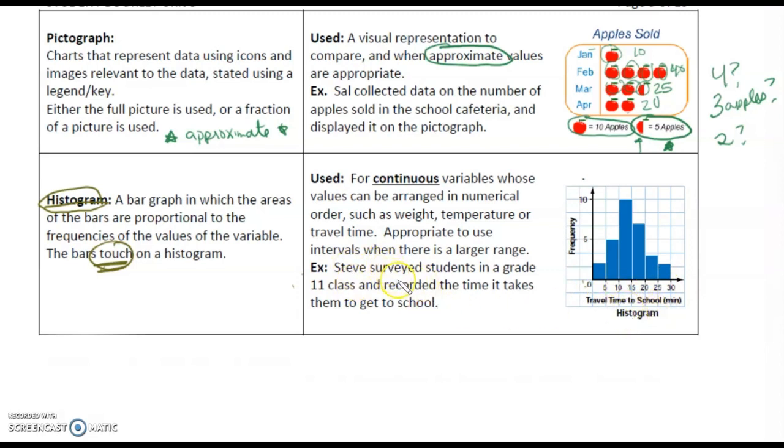So, for example, Steve surveyed students in a grade 11 class and recorded the time it takes them to get to school. So this is maybe 2. So 2 students took between 0 and 5 minutes. And then 5 students took between 5 minutes and 10 minutes, and so on. 10 students took between 10 minutes and 15 minutes to get to school.